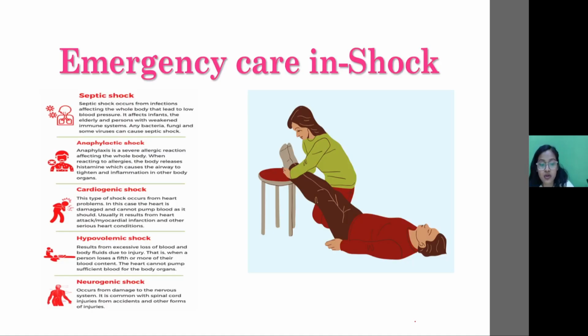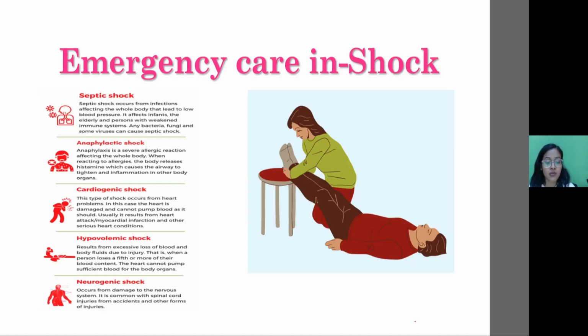Next is hypovolemic shock. Hypovolemic shock results from excessive loss of blood and body fluids due to injury. That is when a person loses a fifth or more of their blood content. The heart cannot pump sufficient blood for the body organs. Shock is any kind of state where you cannot respond to the outside information given to you. If someone shakes you or asks you some question and you do not respond, you are in a state of shock. You cannot understand what is going on around your environment, right?